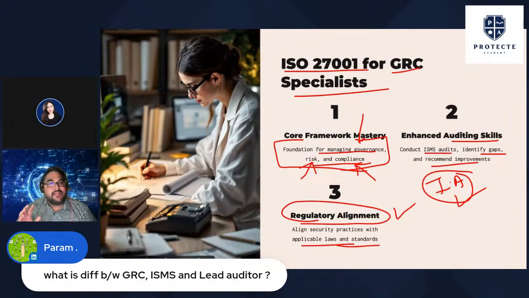ISMS is basically nothing but a set of policies and procedures that you create in order to safeguard your assets. That is the sole definition of ISMS from ISO 27001. You can read it in the standard also. This is what the standard says. Okay, ISMS is nothing but a list of policies and procedures that you need to create to safeguard your assets.